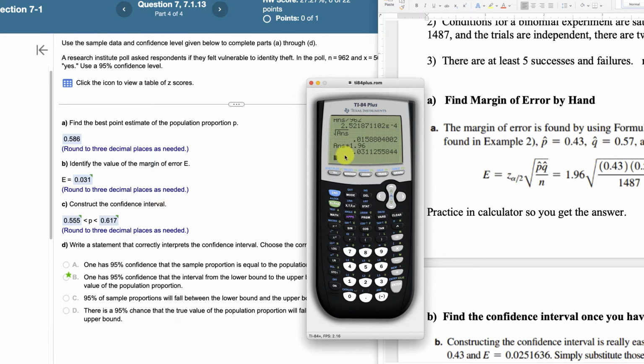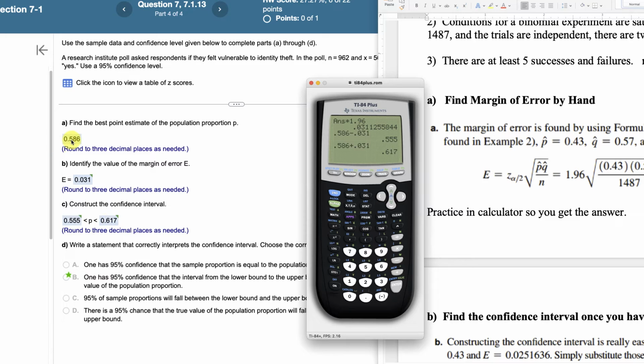Construct the confidence interval. Okay, go back to the point estimate that we had, which was 0.586. Add and subtract 0.031. 0.586 minus 0.031 is 0.555. 0.586 plus 0.031 is 0.617. That's the confidence interval by hand.